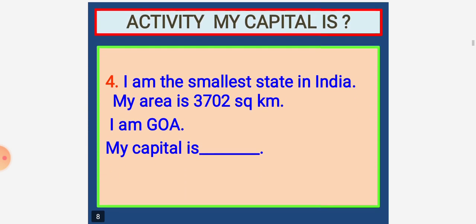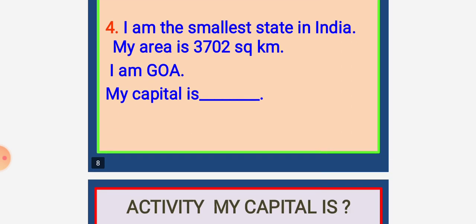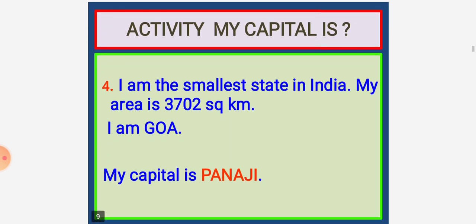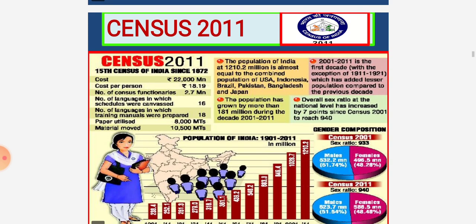Next one. I am the smallest state in India. My area is 3702 square kilometer. I am Goa. And my capital is dash. Yes, it's very easy. My capital is Panaji. Next one. Dear students, next we will continue the chapter.